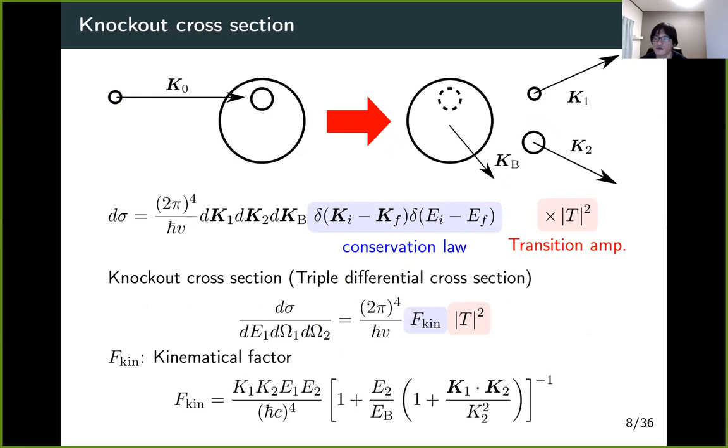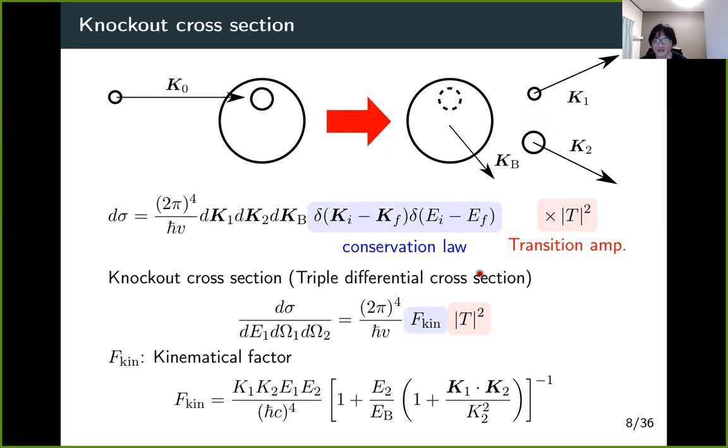So this is a good reaction probe for the alpha clustering in the ground state of the target. And to formulate that, this is a general equation for the differential cross-section. You see that this is a three-body reaction, and we need a conservation law for momentum, and this is a transition amplitude.